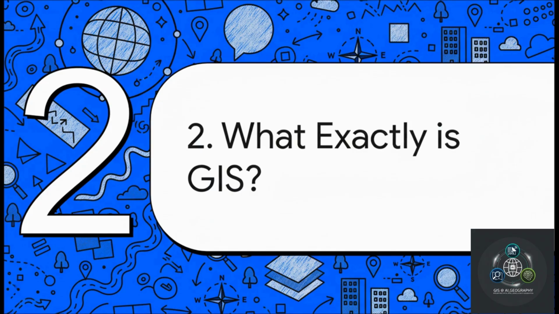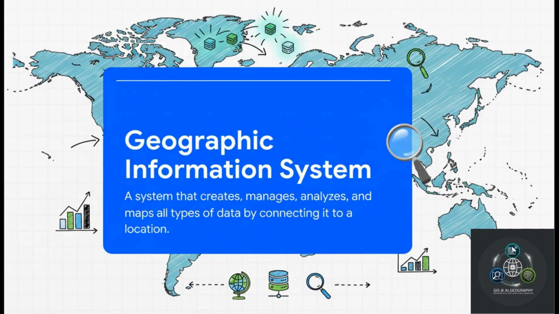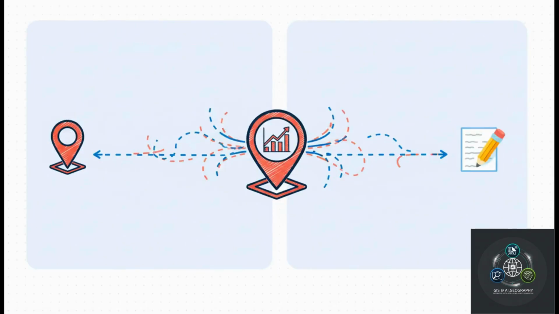Let's get a little more specific here, because it's way more than just making pretty maps. So at its core, a Geographic Information System, or GIS, is a system that's built to create, manage, analyze, and map all kinds of data. But here's the kicker. It does all this by connecting the data to a specific location on Earth. The really important word there isn't map, it's analyze. That's the superpower.